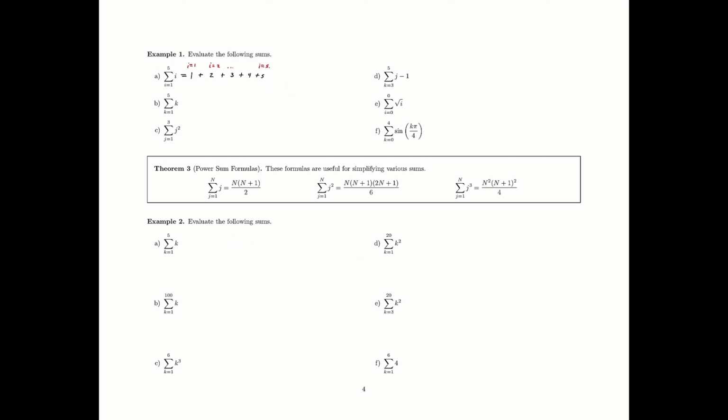So for part B, if you look at these two things, the only difference between the sum in A and the sum in B is that our variable is different. I here, k there. So this is exactly going to be the same sum. This is still going to be 1 plus 2 plus 3 plus 4 plus 5, which should be 15. So the actual name of your variable, of your index, doesn't matter.